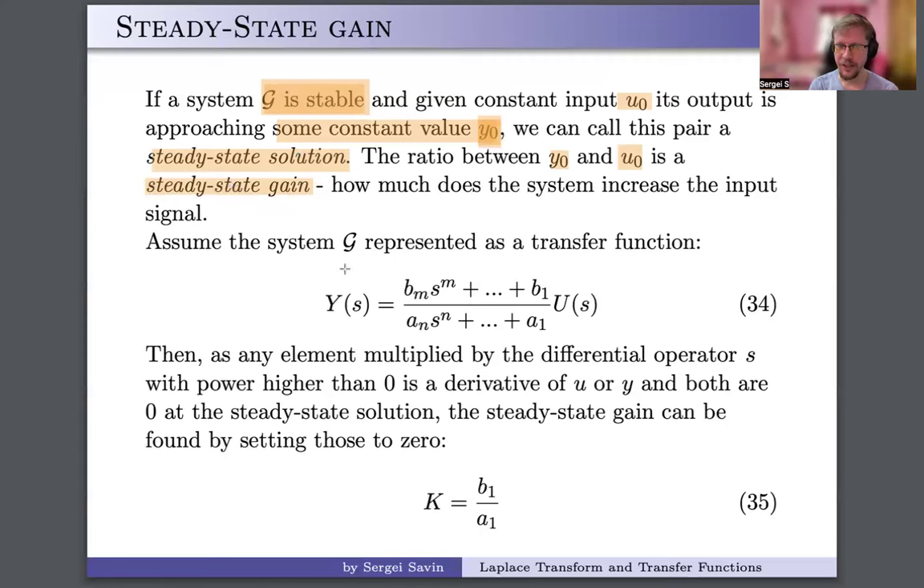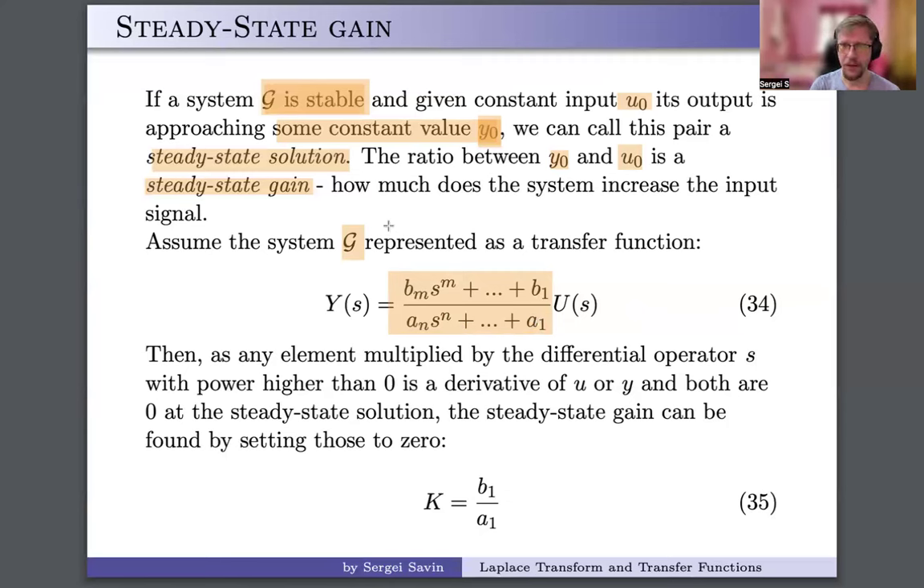So let us represent system G as a transfer function. This is a standard way to write transfer functions. We say, okay, in the numerator, we have b_m s to the power of m, plus b_(m-1) s to the power m minus 1, all the way to b_1. And in the denominator, we have a_n s to the power n plus a_(n-1) s to the power n minus 1, all the way to a_1.